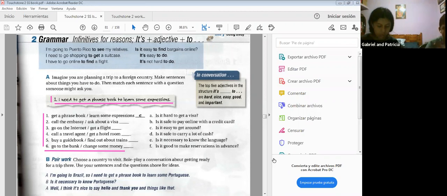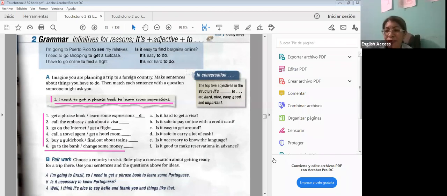It's difficult to play soccer. No, play football. It's easy to play football, soccer. To play football, soccer. Okay, perfect. Well, questions, guys?